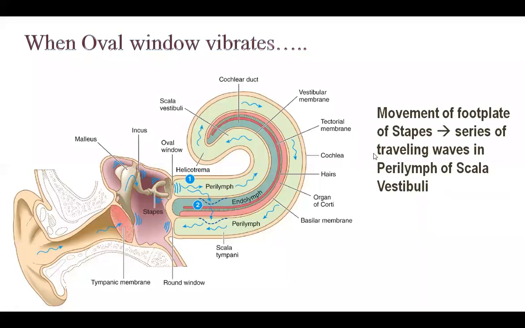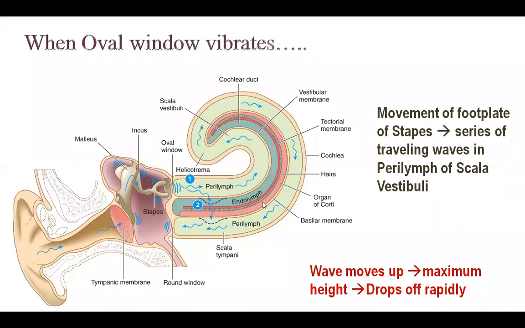The movement of footplate of stapes would set a series of traveling waves in the perilymph. The wave usually first moves up to the maximum height and then drops off rapidly.